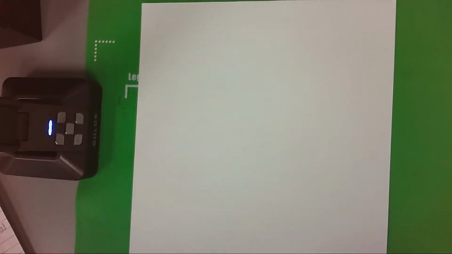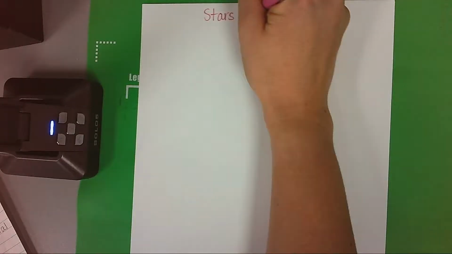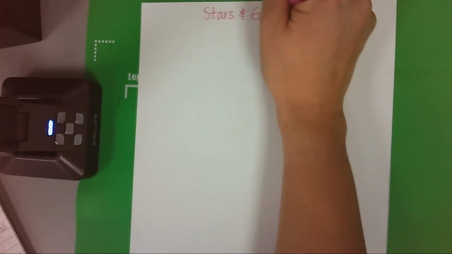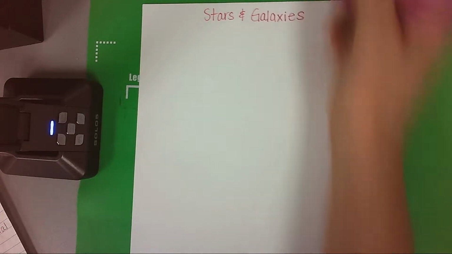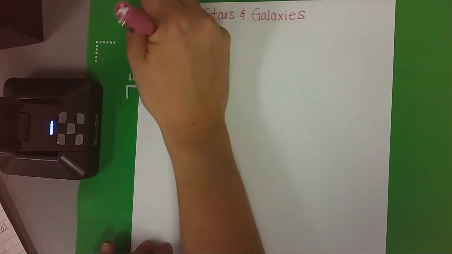Okay, so the first video talked about the solar system and planets. Now we're going to talk about the other part, stars and galaxies. So we know that a solar system does consist of our main star that we know about, which is the sun, or that we focus on daily.